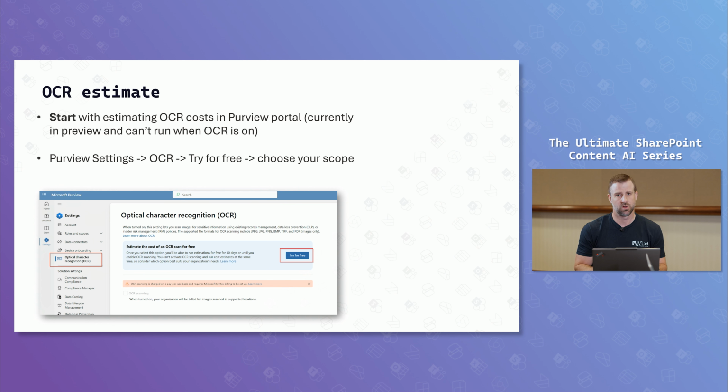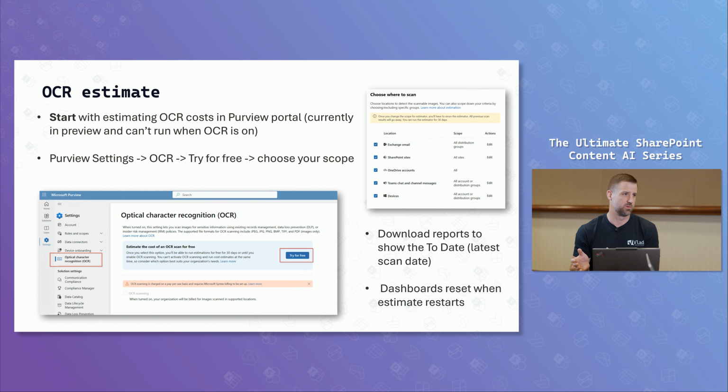So what you can do is you actually have to go into Purview to run the OCR estimator. You don't do this setup in the Microsoft Admin Center or in the SharePoint Admin Center. You actually go into Purview, you go into the settings in Purview, and you click OCR. And if you're there for the first time, you'll see a try for free action in there, and it will let you run a scan in your organization to see what the estimated OCR cost would be based on a set amount of time. And you can run that and download that report.